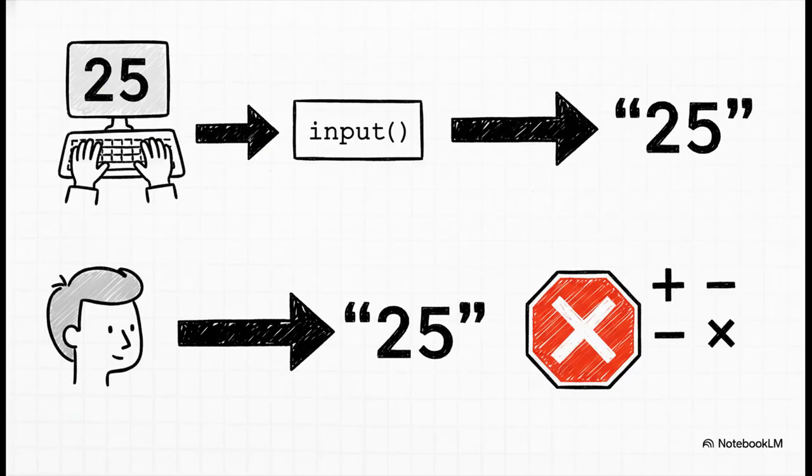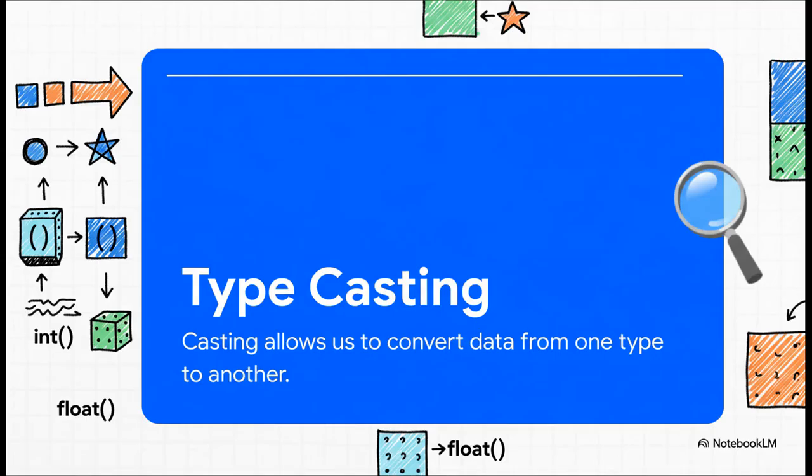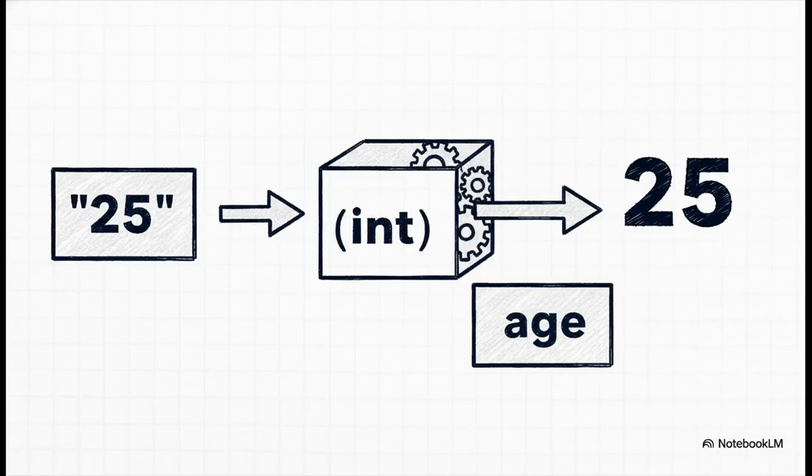Here's a problem you're going to run into all the time, I promise. When you ask a user for something with the input function, Python always gives you back a string. It doesn't matter if they type 25. Python sees it as the text characters 2 and 5, not the number 25. And you can't do math with text. The solution is this really powerful technique called typecasting. Now, it sounds kind of fancy, but all it means is converting data from one type to another. We can use these handy little functions like int to turn a string into an integer or float to turn it into a number with a decimal. It's that simple.